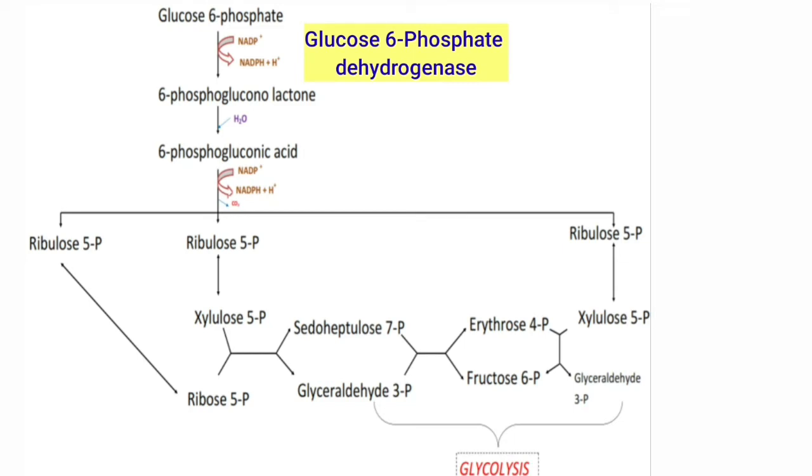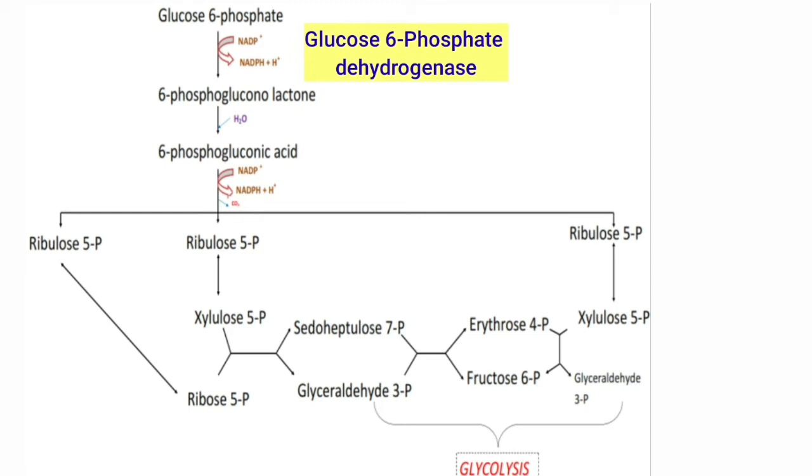This particular enzyme is the key enzyme of HMP pathway. And in this reaction, coenzyme NADP is required, and that NADP is reduced to NADPH. That means during this reaction, hydrogens from the glucose 6-phosphate are accepted by NADP and converted into NADPH. So this reaction is the oxidation reaction, and this is the first site where NADPH is generated.